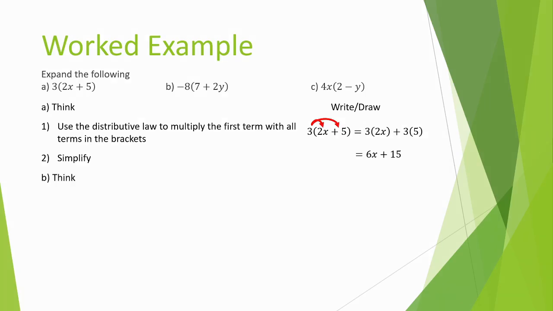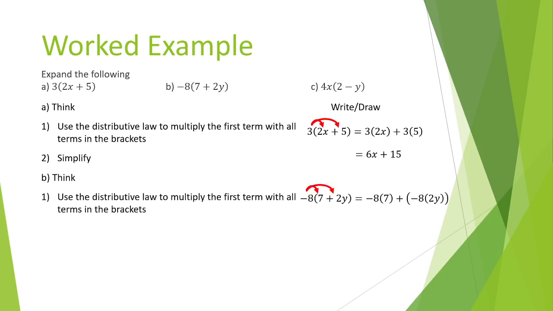So for question B, we're going to use the same type of thing, but this time we've got a negative out the front. So we have negative 8 times 7 plus 2y. So I'm going to use my distributive law. That negative 8 is going to times by the 7, and the negative 8 is also going to times by the 2y. And when we do that, negative 8 times 7 is negative 56, and negative 8 times 2y is negative 16y, and a plus and a minus, or plus and a negative, becomes just a minus.